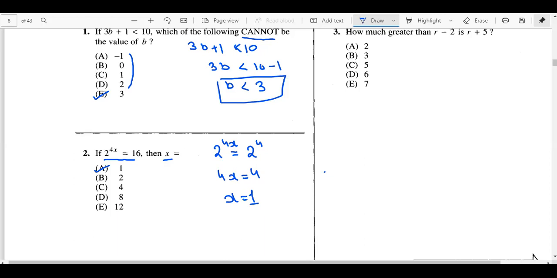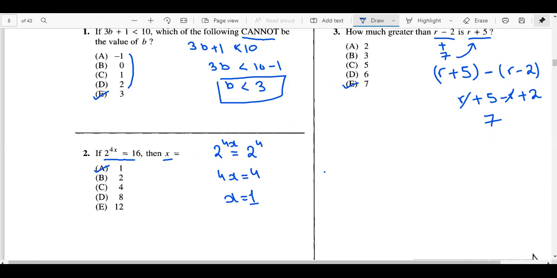How much greater than r minus 2 is r plus 5? First you need to understand this question. You need to find how much greater than r minus 2 is r plus 5. So for this, you have r plus 5, think of it as a number, minus r minus 2. That is r plus 5 minus r plus 2. r and r cancel and we're left with 7. So easy answer. If we add 7 to r minus 2, we get r plus 5.